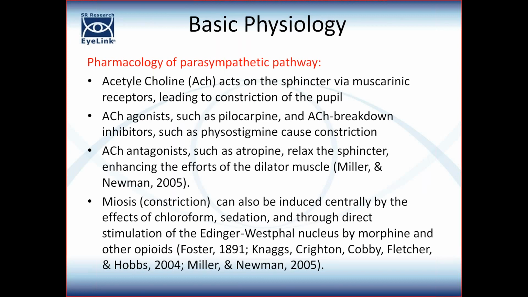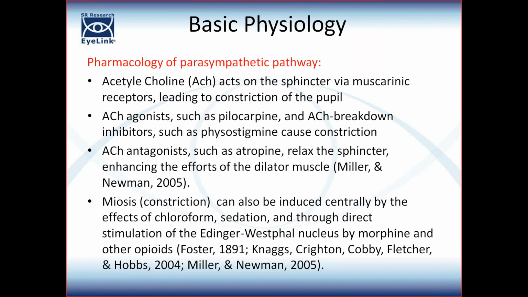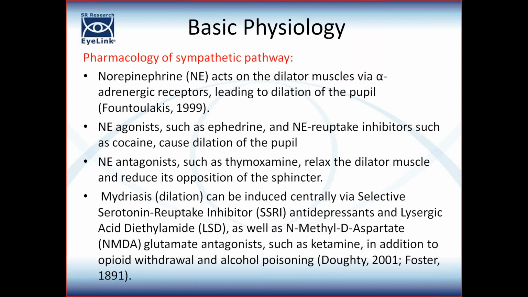Pharmacology, again, I don't want to dwell on this. The key point here is that there are links to all sorts of neurotransmitter systems that are interesting for psychologists for various reasons. So you've got mainly acetylcholine working for the parasympathetic pathway, the constriction, and norepinephrine or noradrenaline for the dilator pathway. And it's therefore unsurprising that various compounds can have an impact on pupil size.